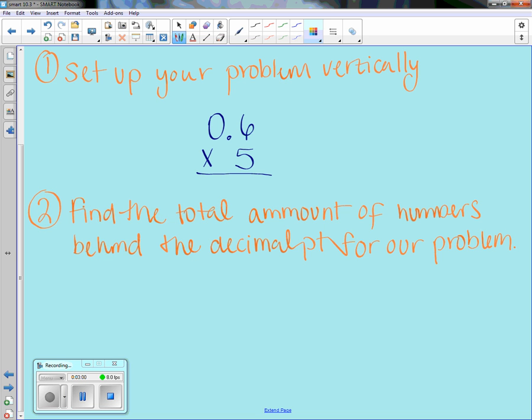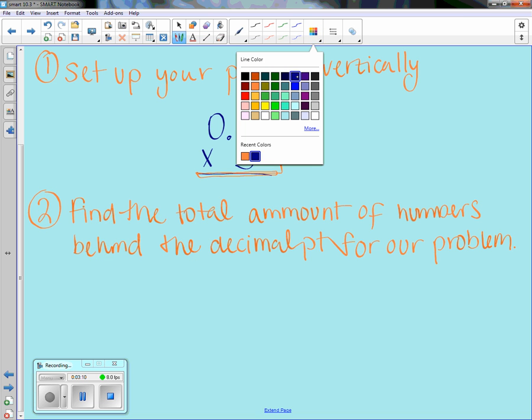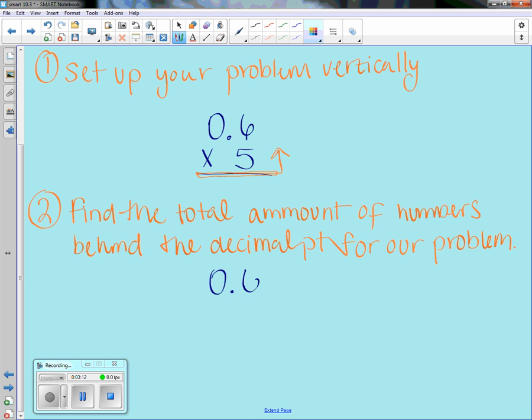Okay, what I mean by for our problem is everything above this line right here, everything above here is what we're going to find our totals. We're going to add them up. So let me rewrite this down here. So we have 0 and 6 tenths times 5. So 5 doesn't have any numbers to the right or behind our decimal point. We only have our 0.6 behind it. So our total number for this example, again, this is a simple example, is we have 1 number behind the decimal point. Okay? So step 2, find the total amount of numbers behind the decimal point for our problem.